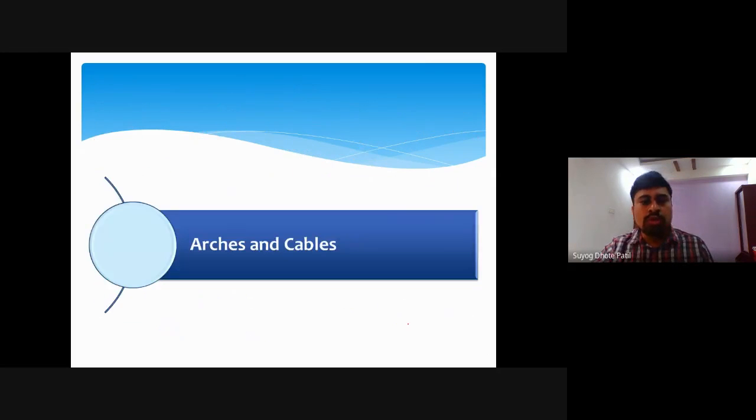Okay, so next is arches and cables. Think about arches and cables. What are arches and what are cables? What do you feel with arches, and what do you feel with cables? Where can we see cables, and where in a pictorial representation can we see arches?